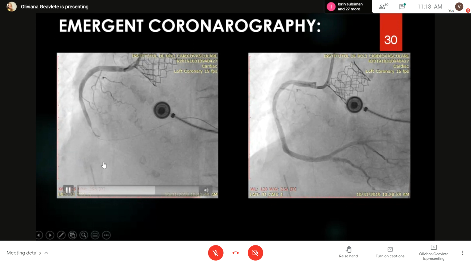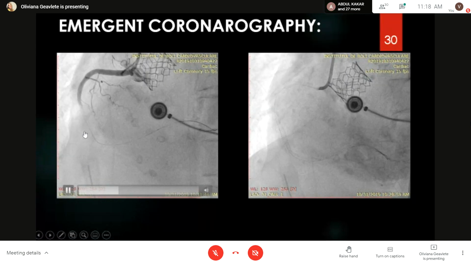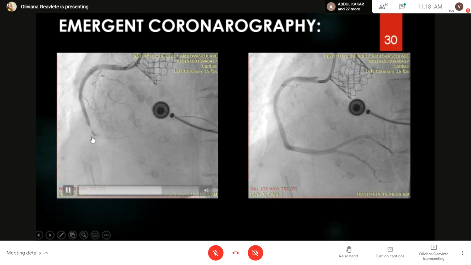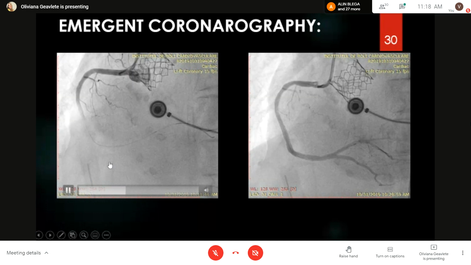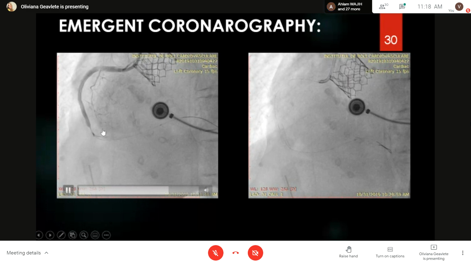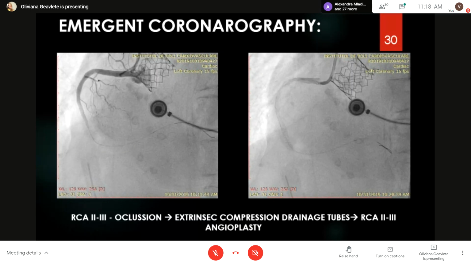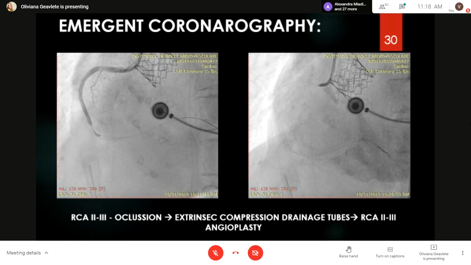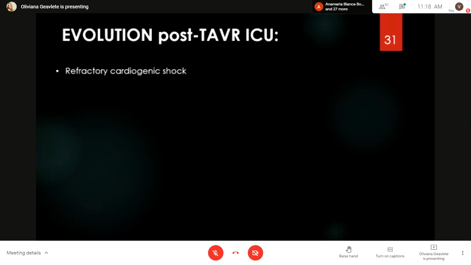And here you see a drainage tube that makes compression here, and eventually as a consequence, the patient got a myocardial infarction with severe coronary thrombosis on the right coronary artery. A stent was placed, but no favorable evolution occurred. So refractory cardiogenic shock after this, and the patient died.